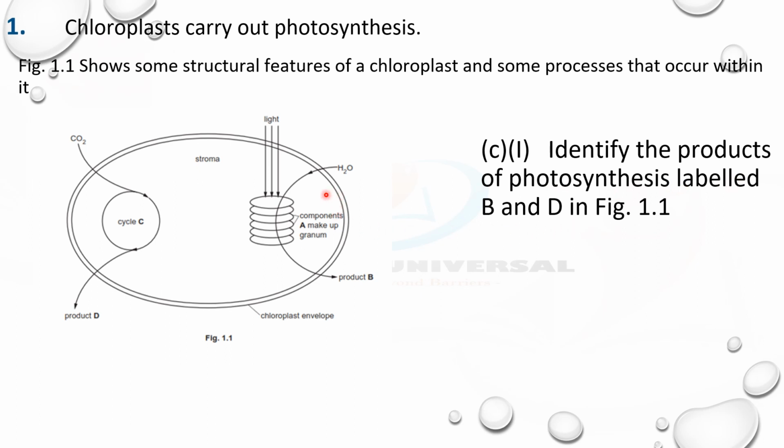This is B. This is the site for the light dependent stage. This product is going out of the chloroplast, which is oxygen. There are 3 products from the light dependent stage: oxygen, NADPH, and ATP.